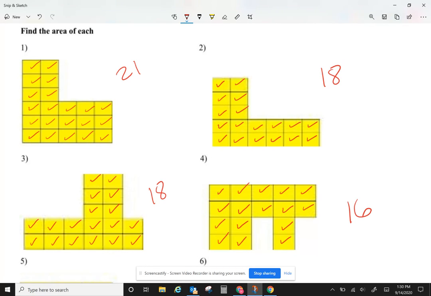So in your homework, you might have questions that go up to like 40 something or 60 something. But all I'm asking is how many squares are in there? That's what area means.